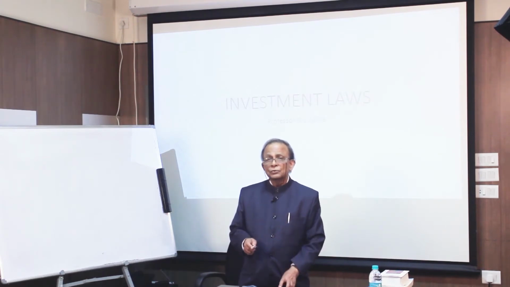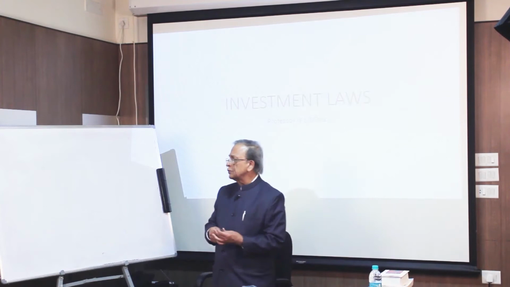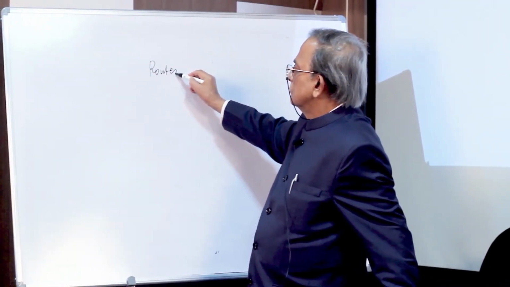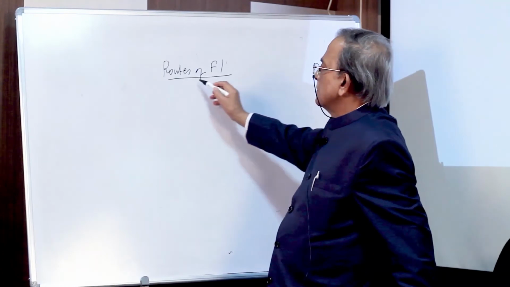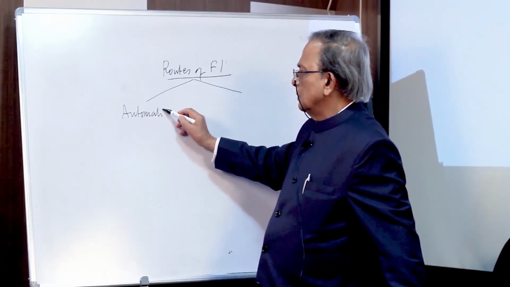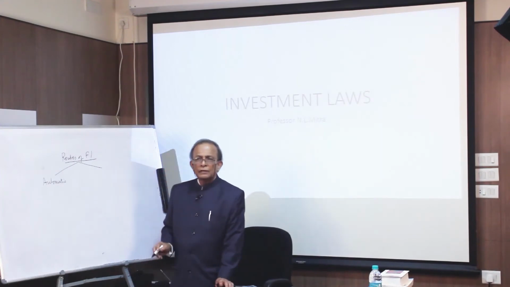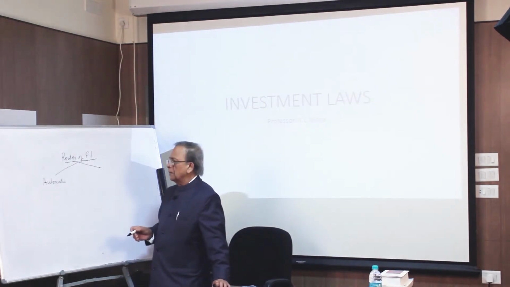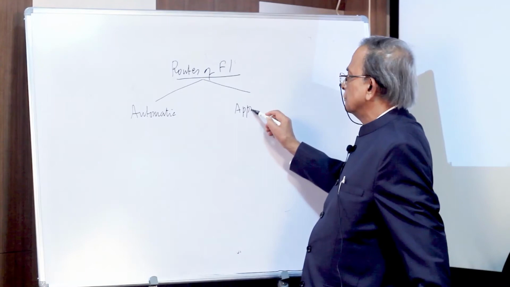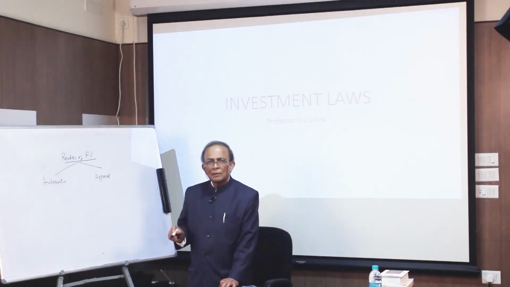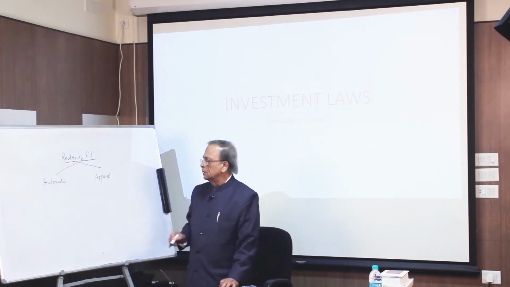The question is the routes of foreign investment. We have raised the issue of routes of foreign investments. Routes of foreign investments are predominantly two. One is automatic. That means you need not take any approval from anybody, no license, no permission. You can go ahead and raise capital in the foreign capital market. Or it can be the approval route. Approval route means that before you raise capital in the foreign capital market, you have to get approval from the Government of India.